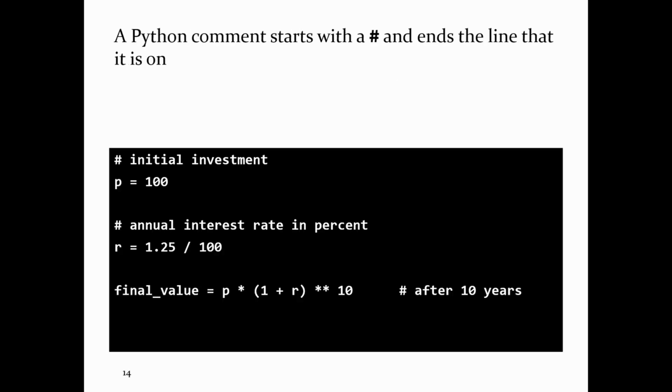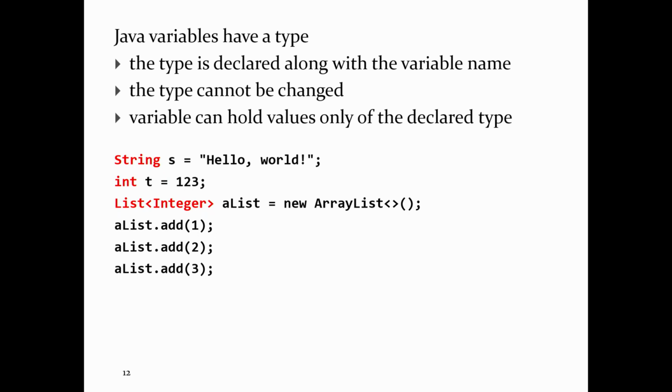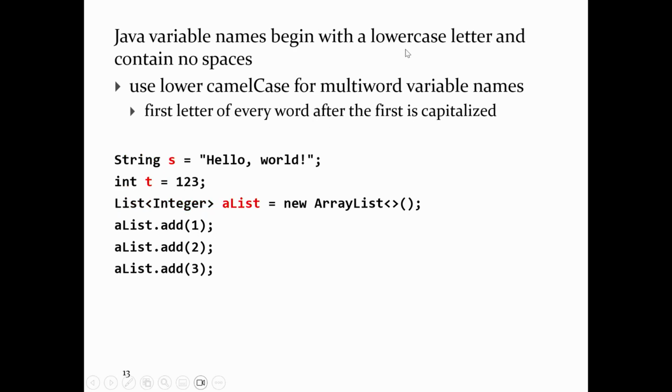Oh yes, naming. When you name a variable in Java, there's also a naming convention. It's the same as for classes, except it uses what's called lower camel case. Lower camel case means the first letter always starts with a lowercase letter, and if you have a multi-word name, the second, third, fourth, and so on words begin with an uppercase letter. So variable s is little s, not capital S. The variable t is little t, not capital T.